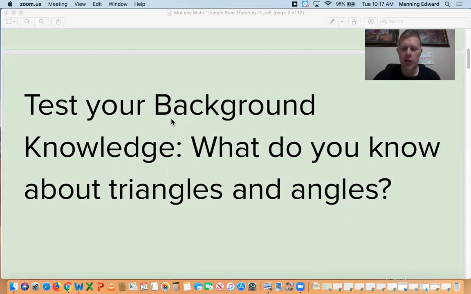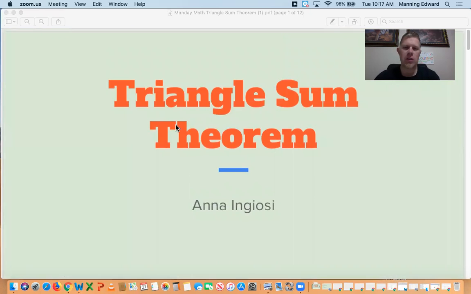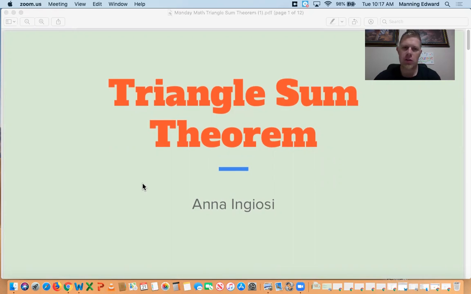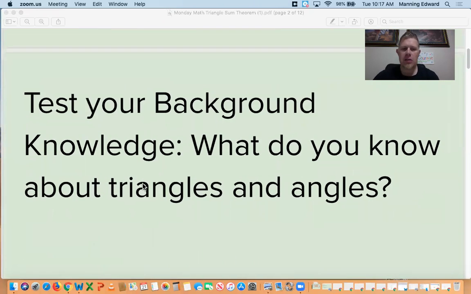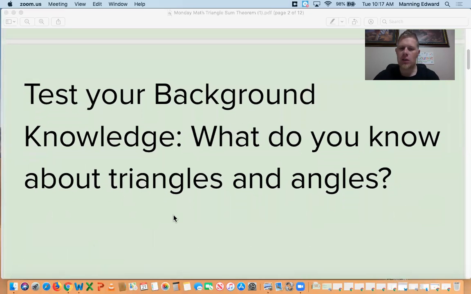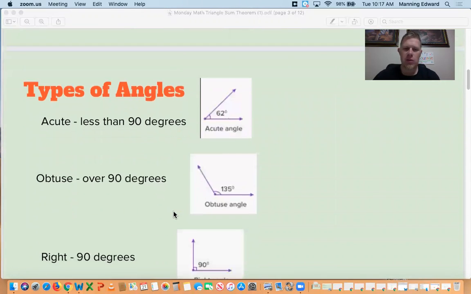Each teacher is responsible for doing a certain amount of work about different topics. So this is from another seventh grade teacher. We're doing it on triangle sum, basically triangles and the different types. So test your background knowledge. What do you know about triangles? Well, one thing you should know is that they have to have three sides, no matter what. But let's take a look at what else there is.